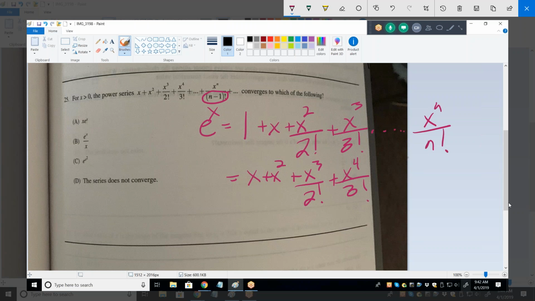That's going to be the nth minus 1 term instead of the nth term. If you notice that 3 corresponds to a 2 factorial, that 4 corresponds to a 3 factorial, so the n must correspond to an n minus 1 factorial.